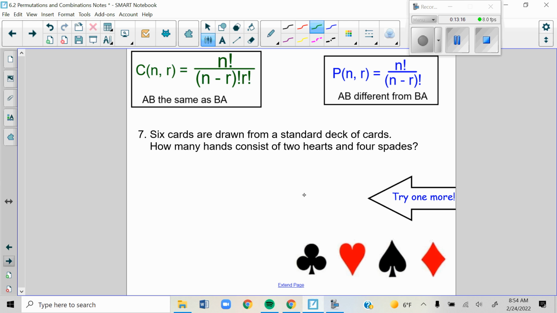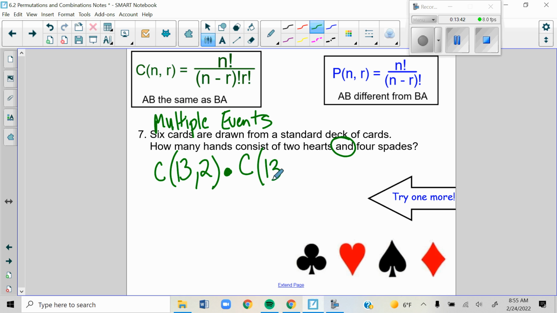All right, 6 cards are drawn from a standard deck of cards. How many hands consist of 2 hearts and 4 spades? Again, we're talking about multiple events here. 2 hearts. So it's a combination, because it doesn't matter if I choose the Queen of Hearts and the Ace of Hearts, or the Ace of Hearts and the Queen of Hearts. So I have 13 hearts, and I'm choosing 2. And so I multiply. I have 13 spades, and I'm choosing 4 of them.